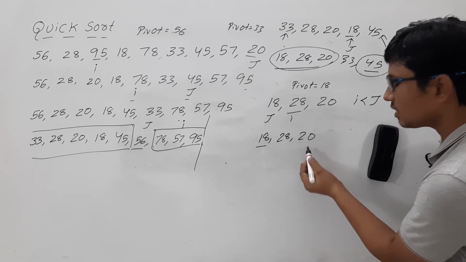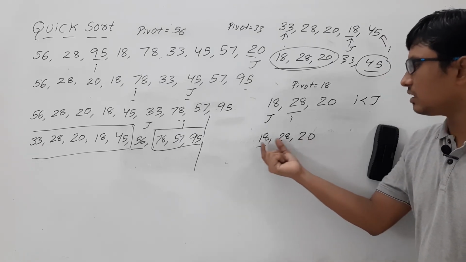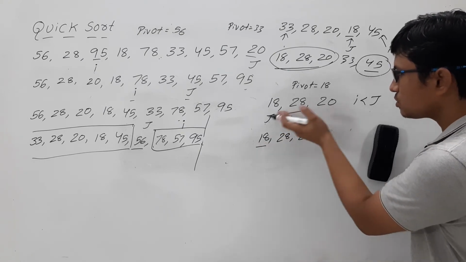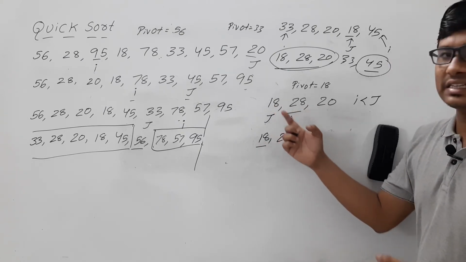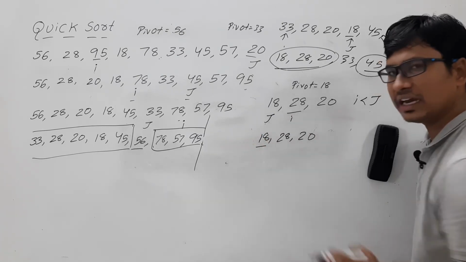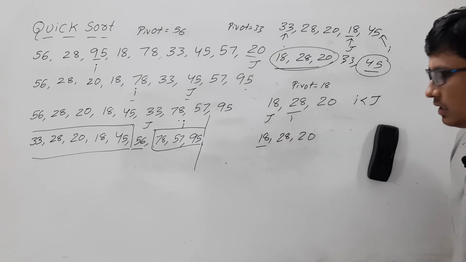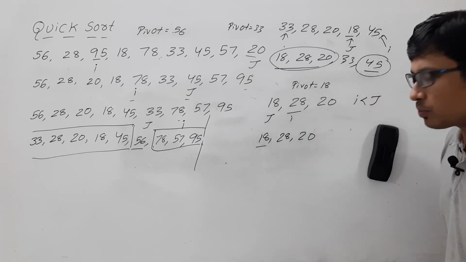Look at what elements are there on the right hand side. All the elements are greater than this pivot element, because there is no element which is less than 18. That's why you did not get any elements on the left hand side. So you got 18, 28 and 20. Now this is in the proper position.